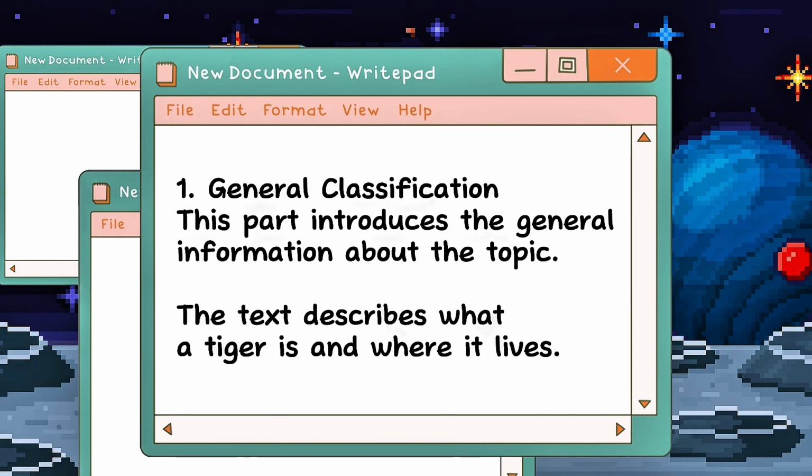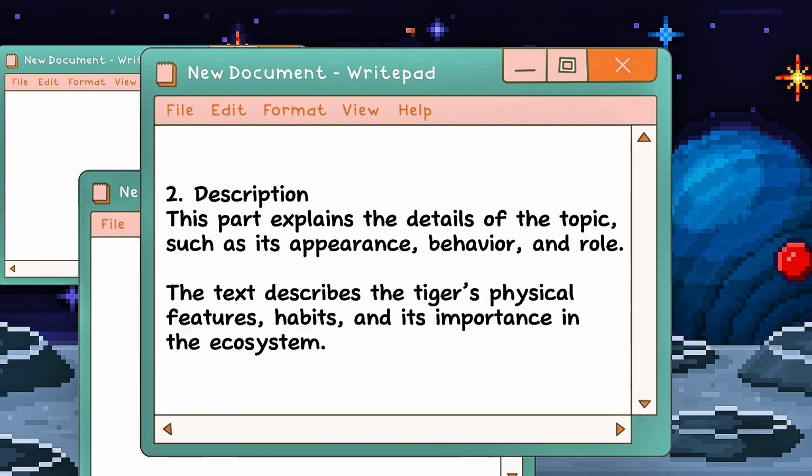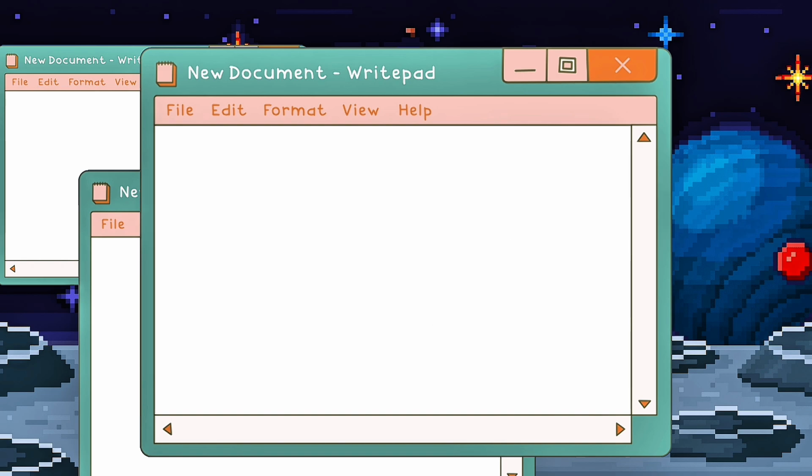First paragraph is general classification. This part introduces the general information about the topic. The text describes what a tiger is and where it lives. The second paragraph is description. This part explains the details of the topic, such as its appearance, behavior, and role. The text describes the tiger's physical features, habits, and its importance in the ecosystem.